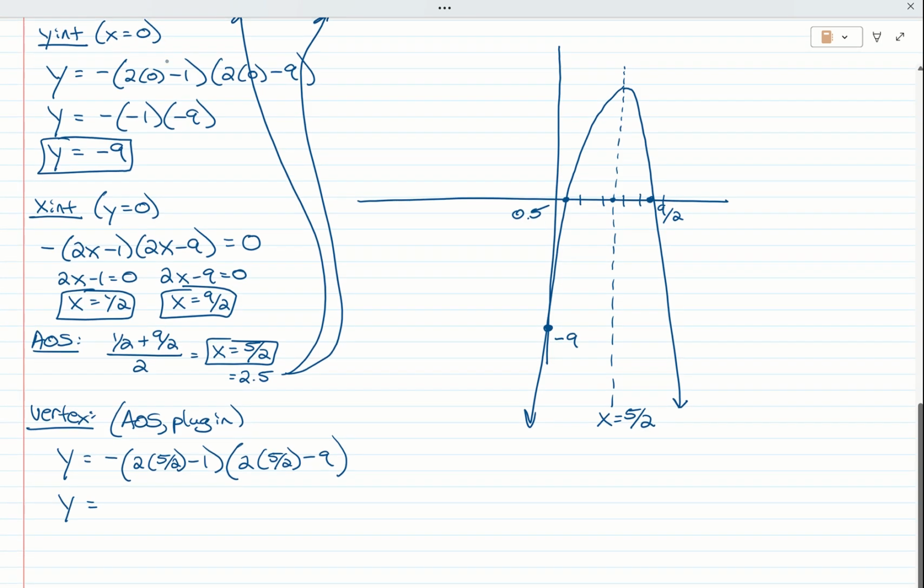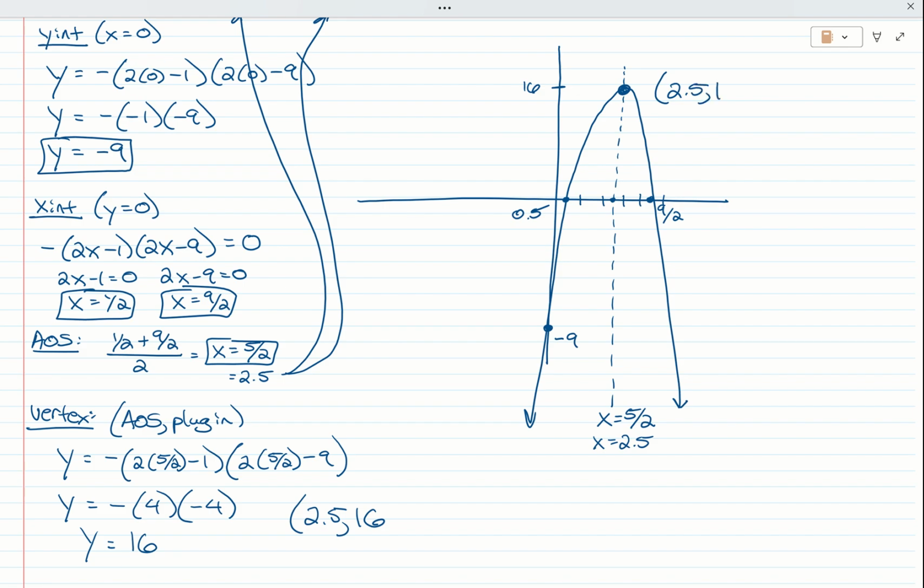So this would be 2 times 5/2 is 5. 5 minus 1 is 4. 2 times 5/2 is 5. Minus 9 is negative 4. Looks like the y value would be 16. So your vertex would be 5/2 or 2.5 comma 16, which makes sense, right? If your axis of symmetry was 2.5, 16 is way up here. That point is your vertex, 2.5 comma 16.